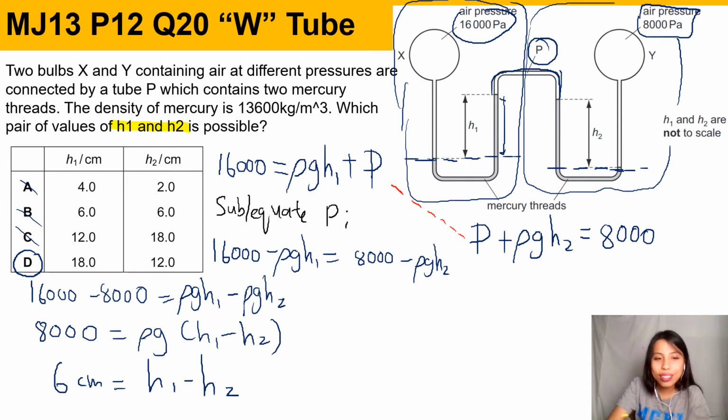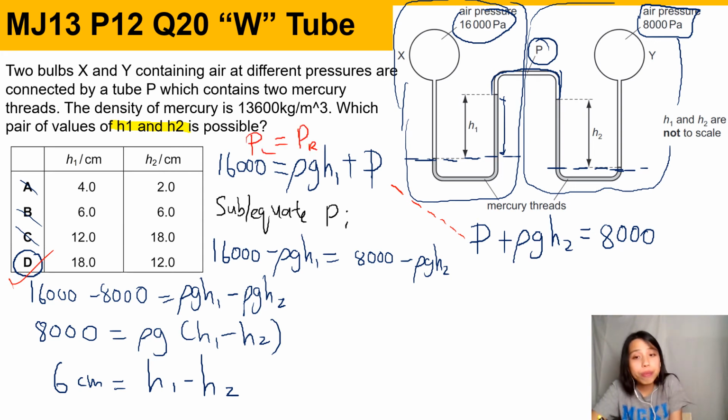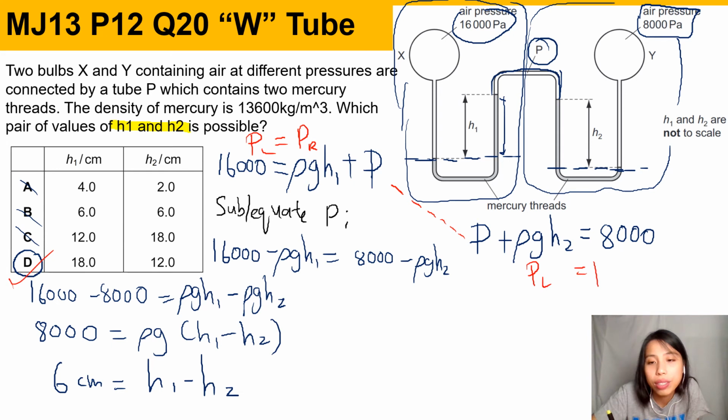So same thing here. If you ever feel stuck, not sure how to do it, just do your good old pressure on the left equals pressure on the right. If it's a W tube, it means there's two U tubes joined together. So this is still pressure on the left equals pressure on the right, but for the second U tube. Same thing. The final example is coming up next.